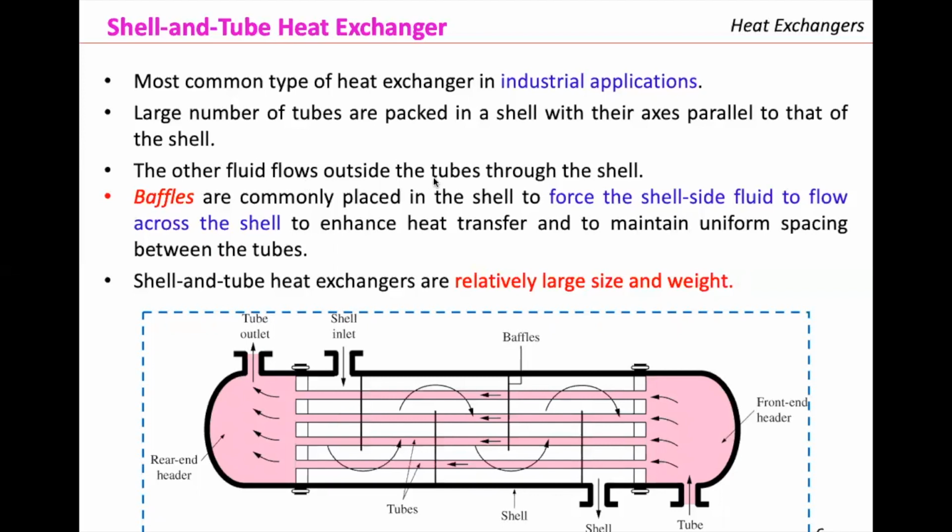One of the fluids flows outside the tubes through the shell. Okay, so we have one fluid inside the tubes, the other fluid flowing through the shell. And typically we place baffles, which are denoted by these lines in this diagram. Baffles are commonly placed in the shell to force the shell side fluid to flow across the shell to enhance heat transfer and to maintain uniform space through the tubes. That's why they have this kind of constant spacing between baffles, because they not only help to direct the fluid through the shell, they also keep the tubes in place, ordered.